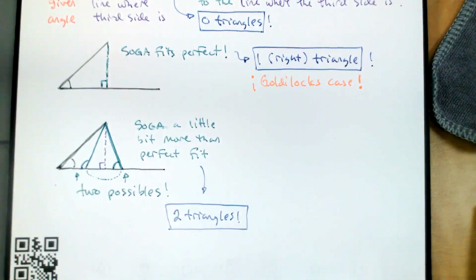So if the side opposite the given angle is a little bit more than a perfect fit, but not so long, then we'll end up with two triangles. Imagine that green line just dangling, and I could make it line up two different ways. Then the fourth thing that can happen is back to one triangle again.